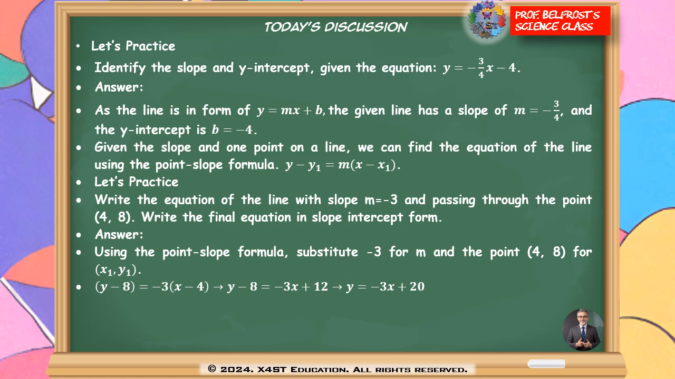Let's practice. Write the equation of the line with slope m equals -3 and passing through the point (4, 8). Write the final equation in slope-intercept form. Using the point-slope formula from before, we substitute -3 for m and (4, 8) for (x1, y1), and we will obtain y equals -3x plus 20.